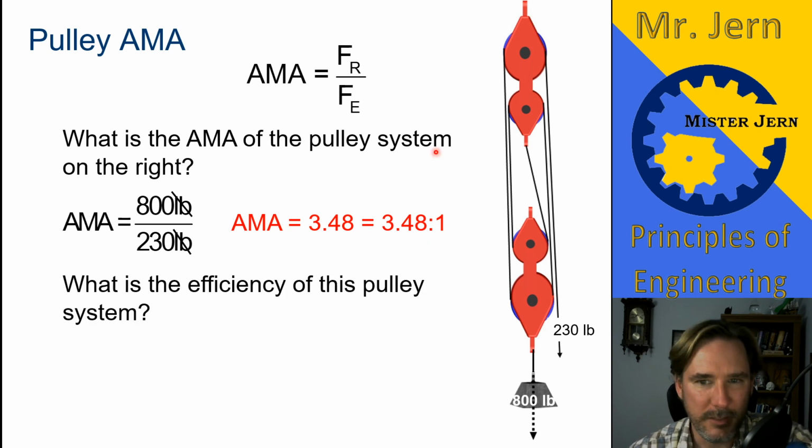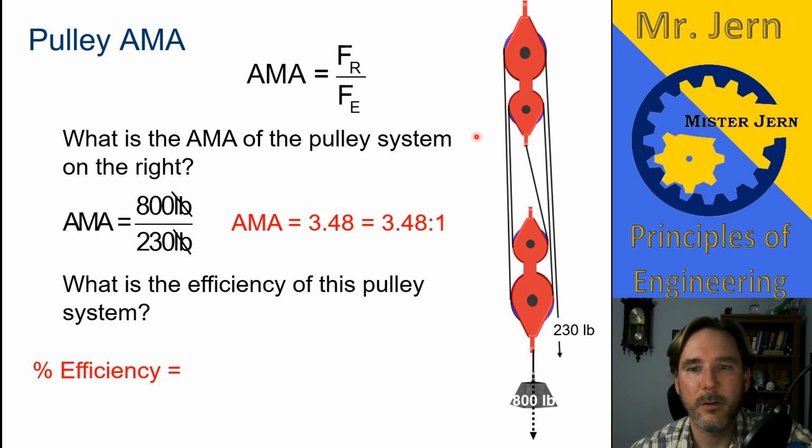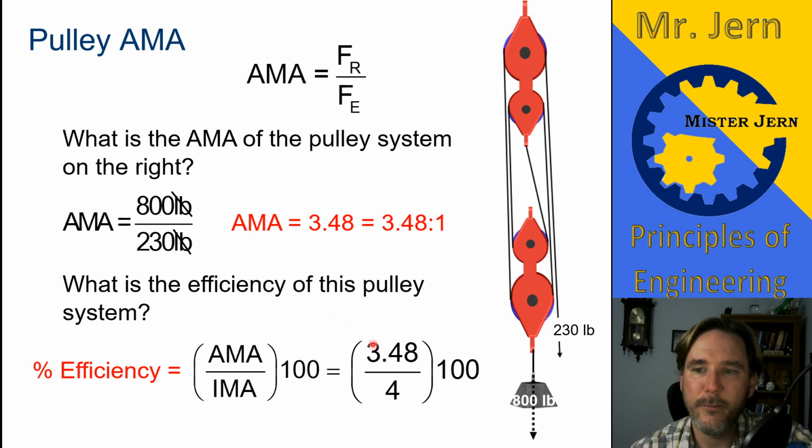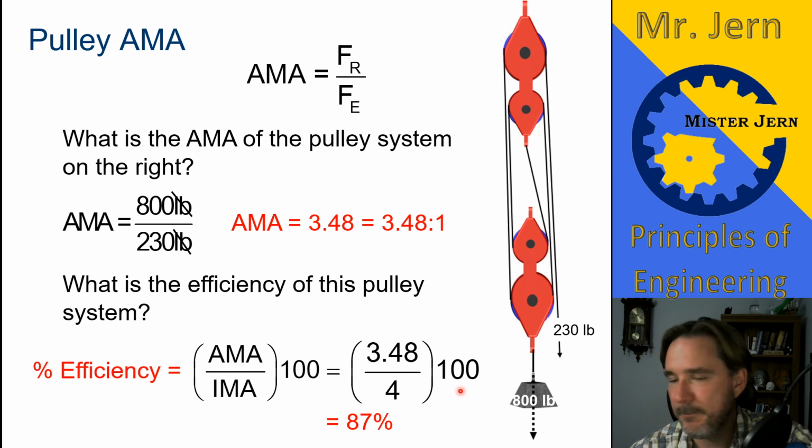What's the efficiency of this pulley system? Well, the actual mechanical advantage is 3.48 to 1, and this is a compound pulley, so we just count the strands that are opposing the load. 1, 2, 3, 4 is going to be our mechanical advantage here. So we take our AMA divided by our IMA, our 3.48 divided by our 4, multiplied by 100, and our efficiency is 87%. Not bad.